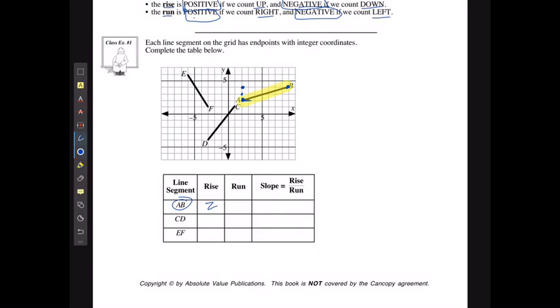My run is going to be how far to the right I had to head. So I'm going to say that I went 1, 2, 3, 4, 5, 6, 7 to the right. So I had a rise of 2, I had a run of 7, and the ratio is going to be rise over run, or 2 over 7. And there's my slope.